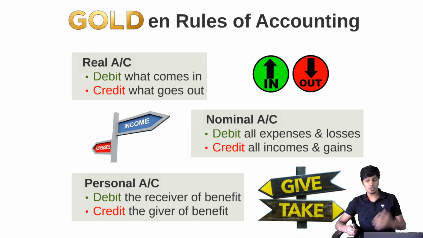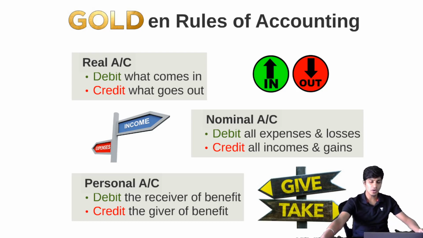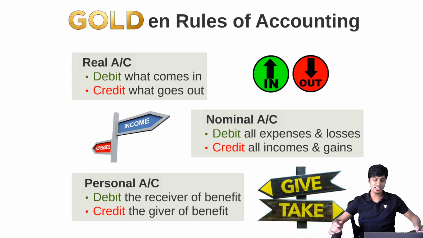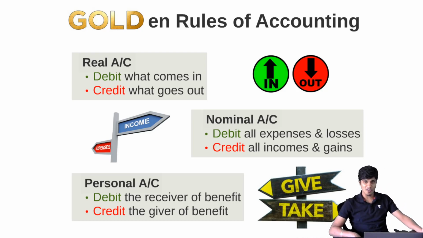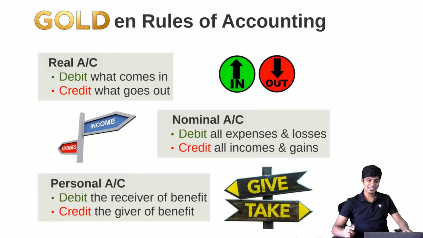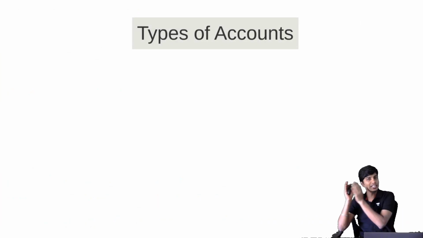So real account, debit what comes in, credit what goes out. Nominal account, debit all expenses and losses, credit all incomes and gains. And personal account, debit the receiver of benefit and credit the giver of benefit. I hope you all got this. Let me now move a little forward into the types of accounts.